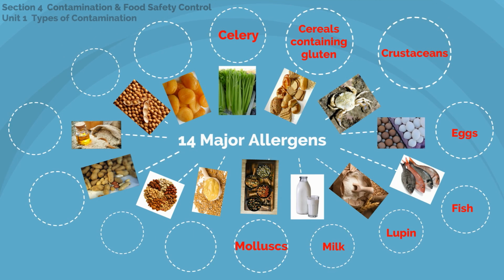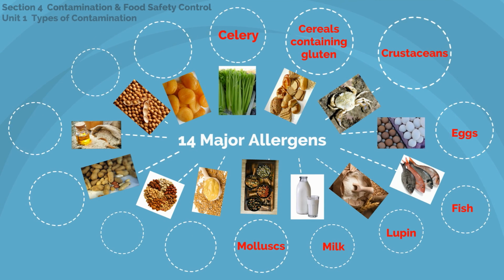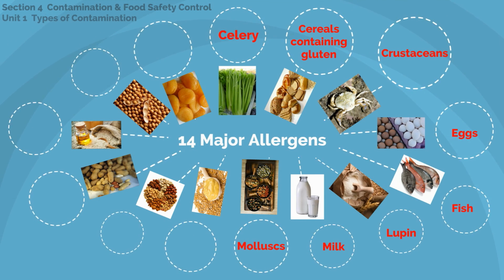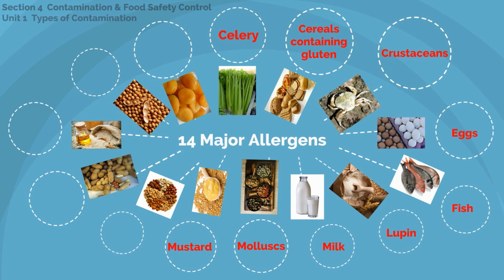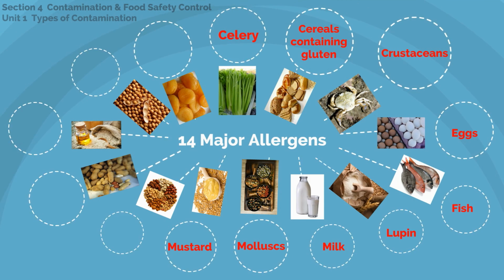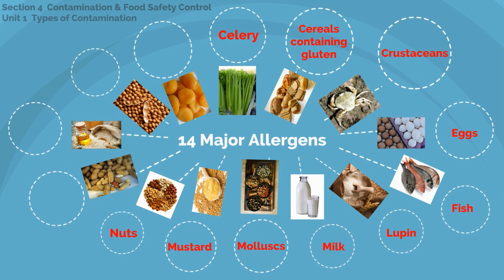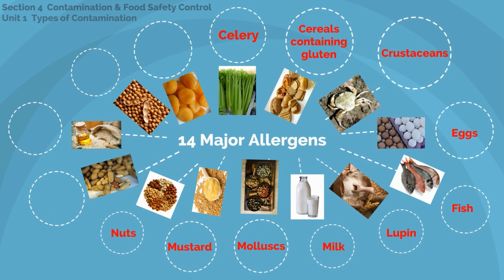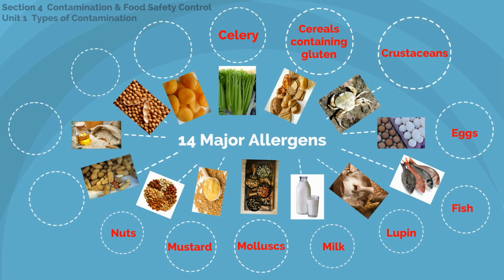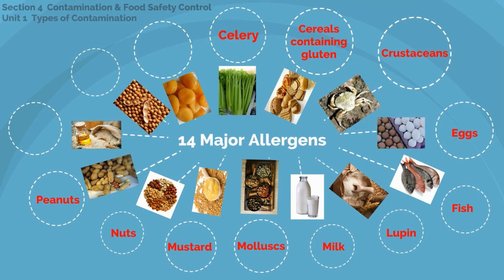Molluscs are mussels, squid, scallops, whelks and land snails, often found in fish stews and oyster sauce. Mustard is liquid mustard, mustard powder and seeds, and can be found in curries, marinades, sauces, bread, soups and ketchup. Nuts are those that grow on trees such as almonds, Brazil nuts, hazelnuts, cashews, macadamias and pistachios. They can be found in biscuits, breads, marzipan, nut oils, sauces and curries.